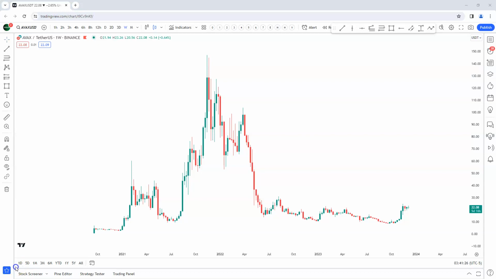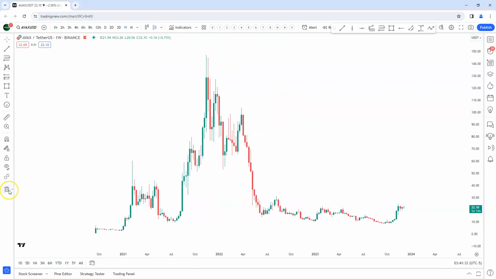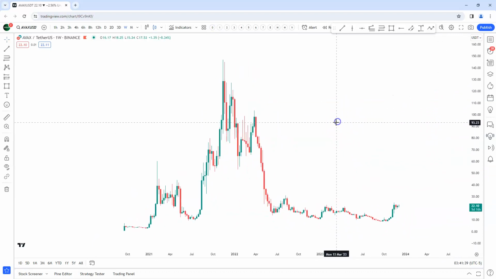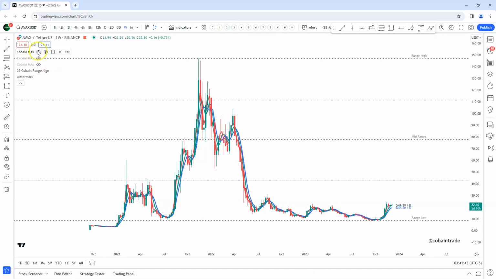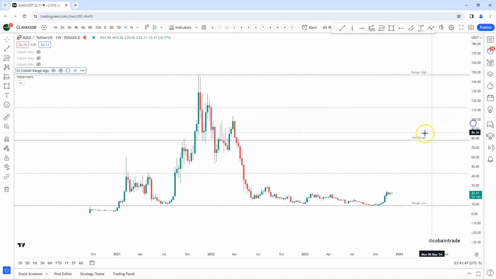Let's take a look at Avax against the USD pair. Okay, weekly chart, no drawings, no indicators. Okay, let's take a look at our algo, our range algo. It's on a weekly time frame, so we're getting the higher time frame view.